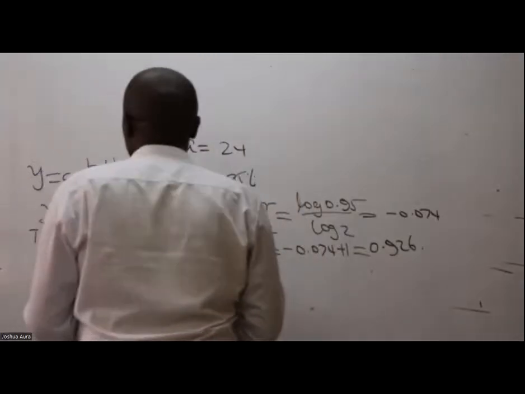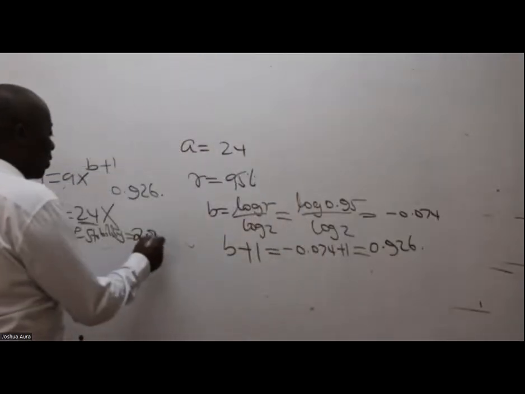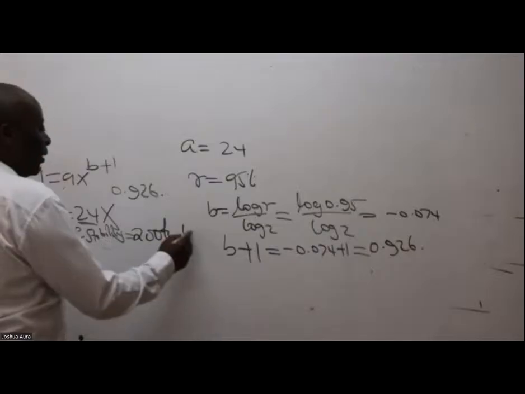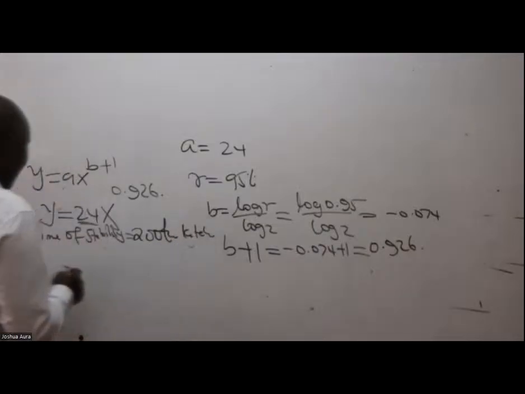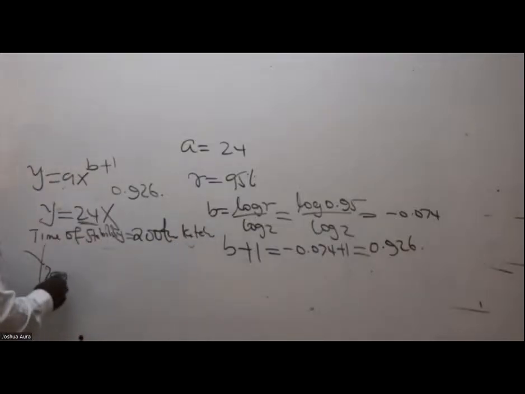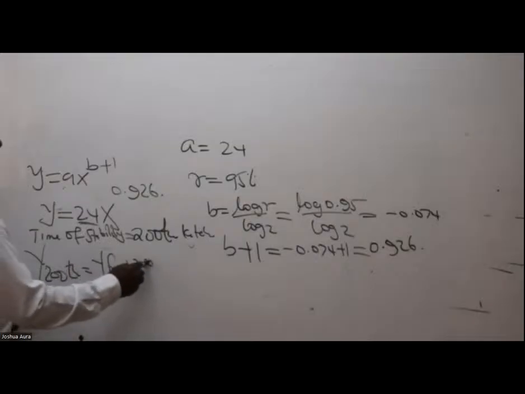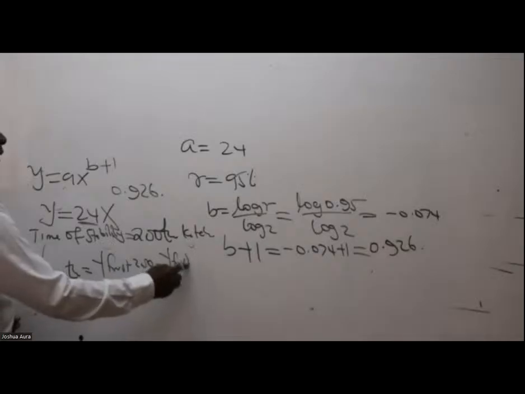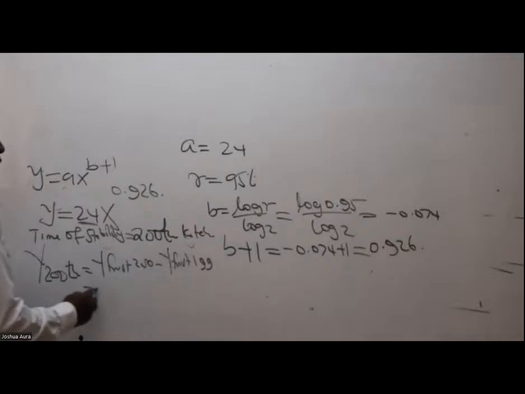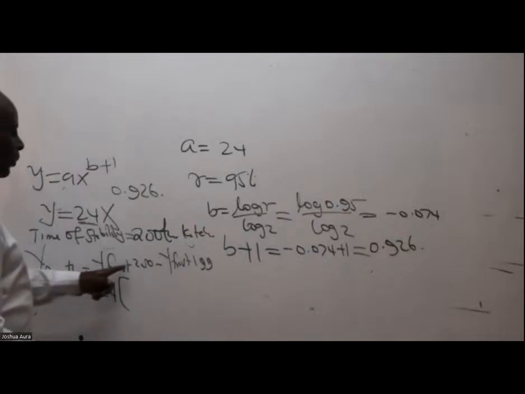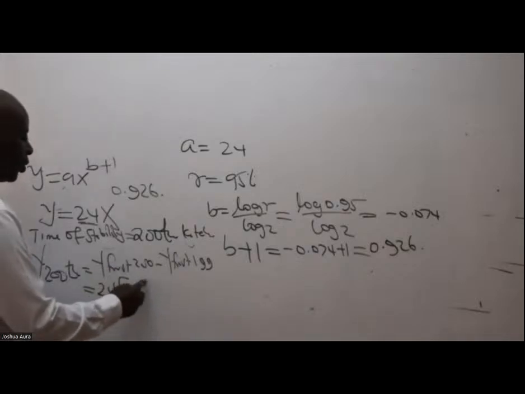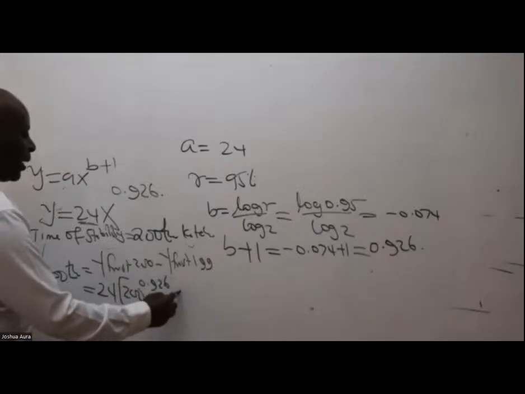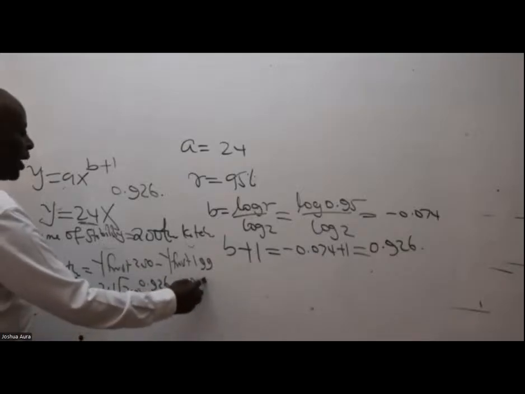So time of stability is the time of the 200th kitchen. So now I say here y 200th will be y first 200 minus y first 199. Let's take 24 out, so say 24 into 200 raised to 0.926 minus 199 raised to 0.926.